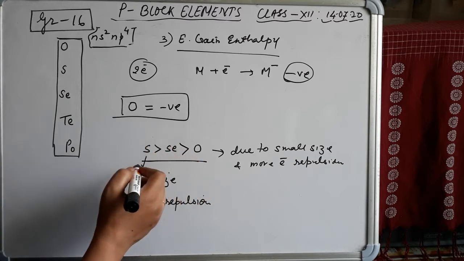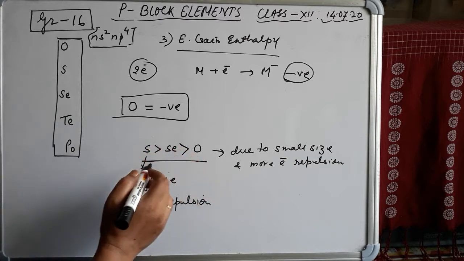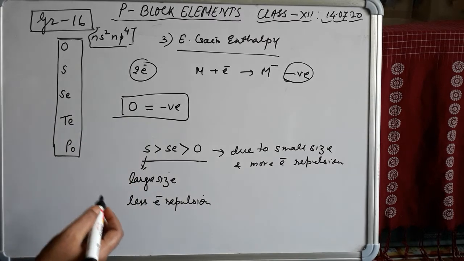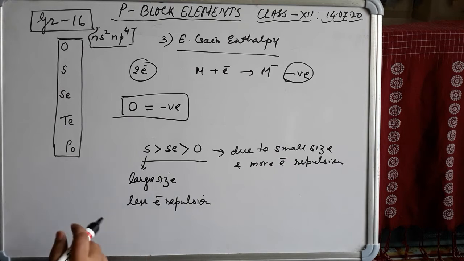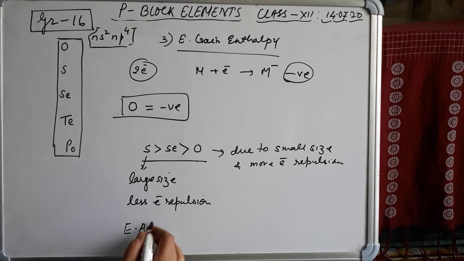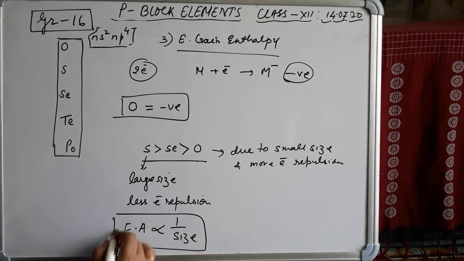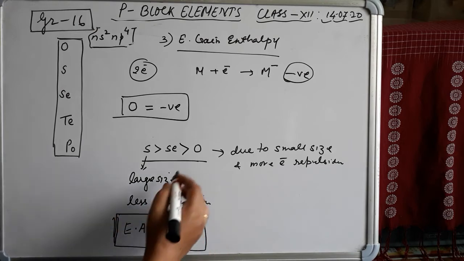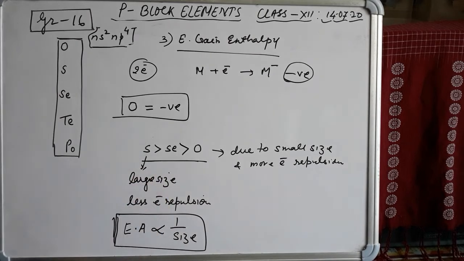Even selenium has a more negative value than oxygen. The more negative the value, the more the electron accepting tendency. The less negative the value, the less the electron accepting tendency. So this is the electron gain enthalpy. As we know, the general trend is that electron affinity or electron gain enthalpy is inversely proportional to the size of the atom. But here is the anomalous behavior, which we will discuss on the basis of size and electronic repulsion.